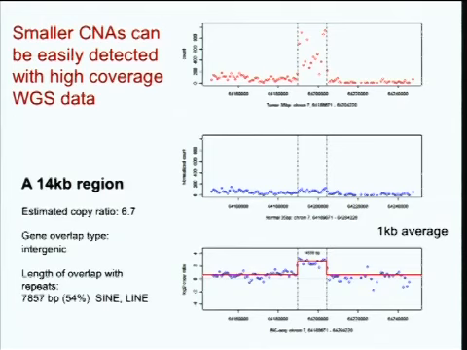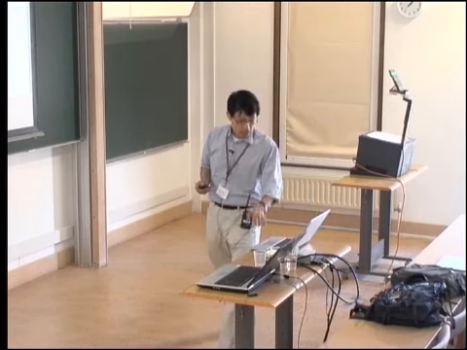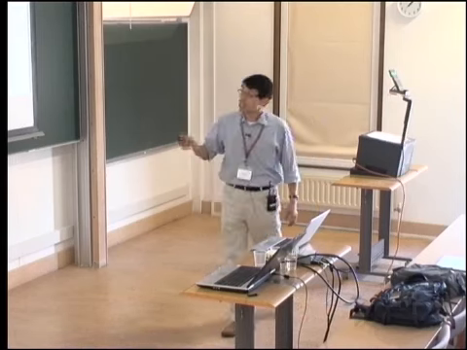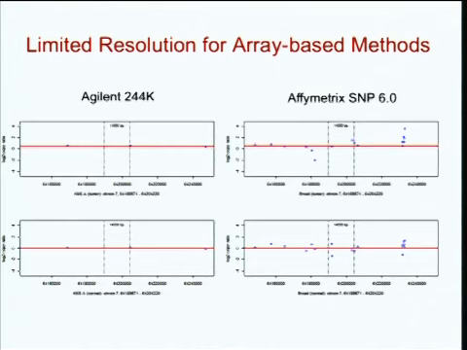How about something smaller? Okay? This is a 14 kb region. Again, tumor normal ratios. It's pretty easy to tell. In fact, we have a lot of data points. Each point here corresponds to 1 kb average, but we have lots of reads here. So this is pretty easy to tell. But on arrays, no surprise, Agilent just only has one probe here. You can't catch that. Affy has some more probes, but can't catch that.